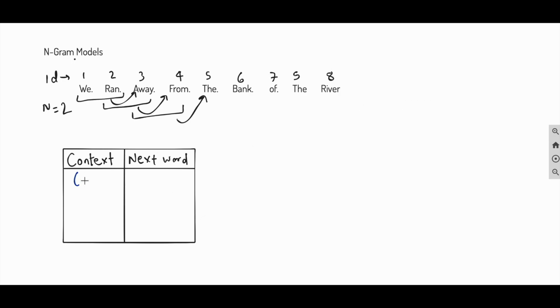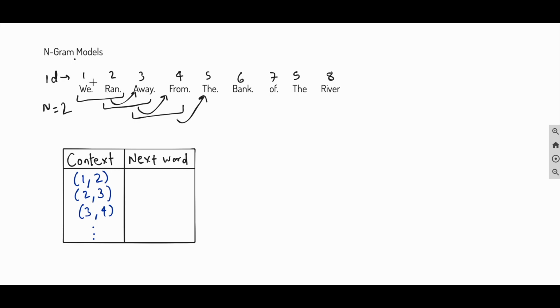In the context, we'd record the pairs of words we see every time we try to predict a word. So that'll be 1, 2 for "we ran" away, 2, 3, and then for "from the," that is 3, 4. Those are the contexts we see each time we try to predict the next word.